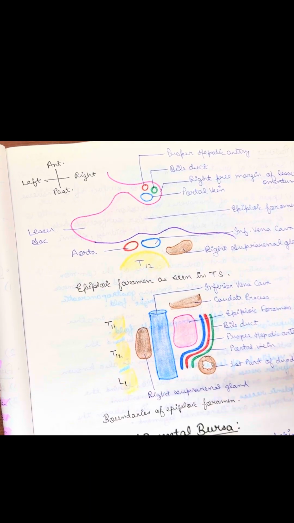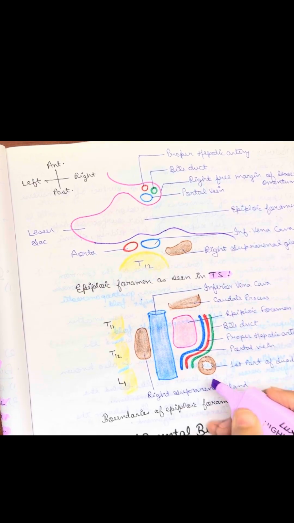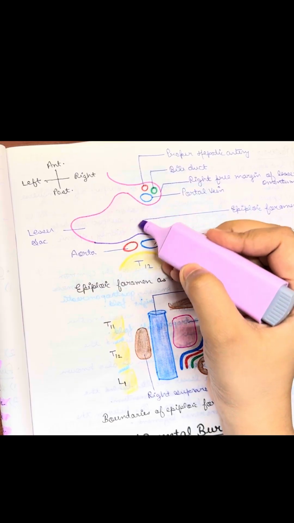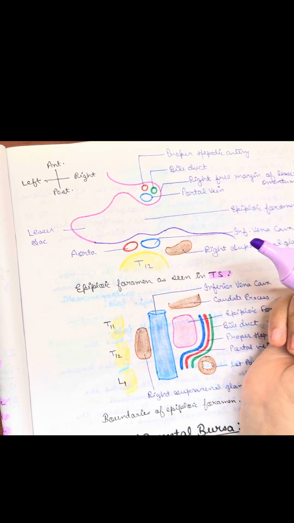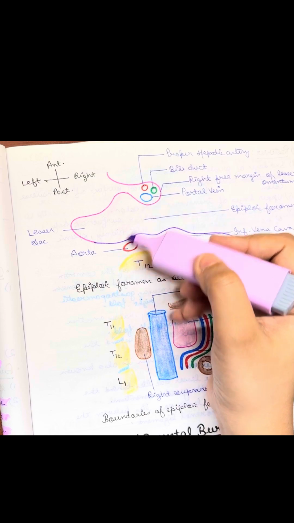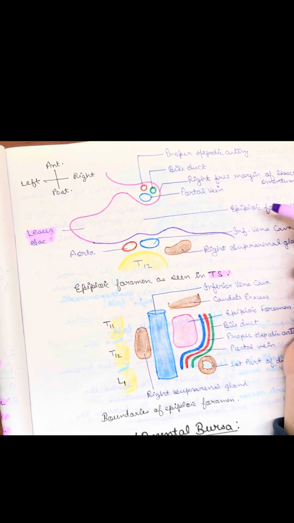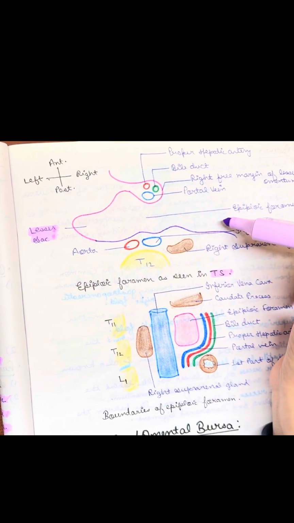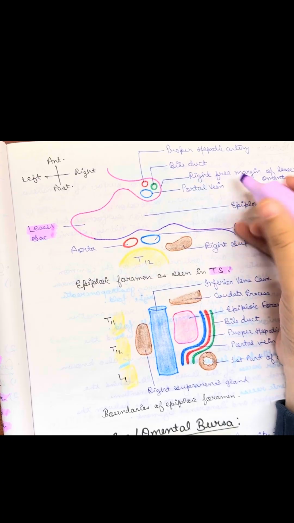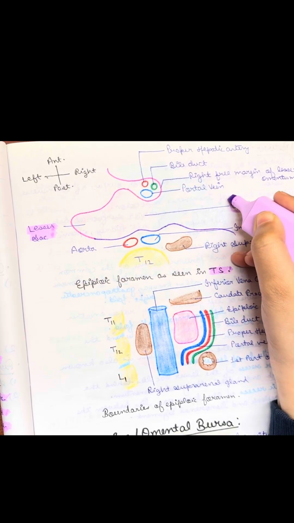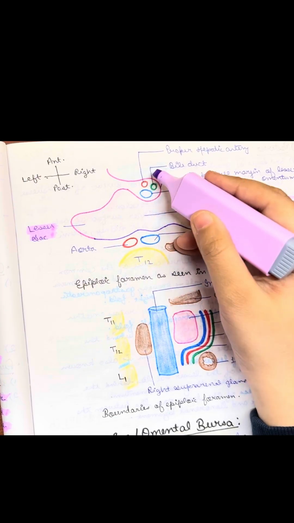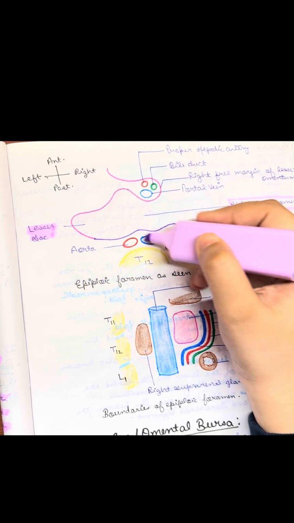The first one is the transverse section and the second one is the longitudinal section. In the transverse section, this is the epiploic foramen. The area shaded in pink is the lesser sac, and the blue is the greater sac. This area forming the connection between the lesser and the greater sac is nothing but the epiploic foramen. As we already discussed, it forms a communication between the lesser and the greater sac. Here is the anterior, and this is the posterior relation.